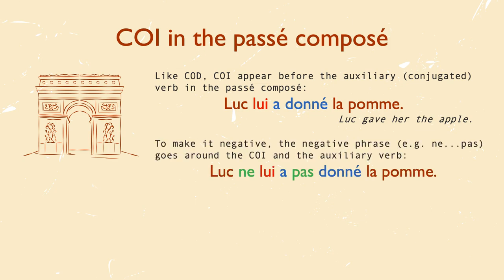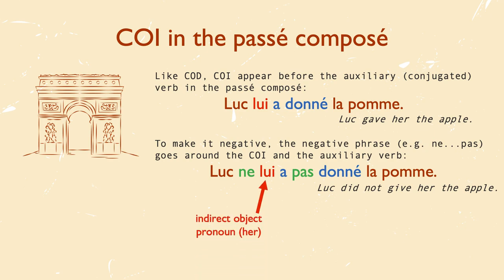To make it negative, the negative phrase, such as ne pas, goes around the COI and the auxiliary verb. Luc ne lui a pas donné la pomme. So Luc did not give her the apple. The indirect object pronoun, lui, for her, has to stay close to the auxiliary verb, a. And the ne pas goes around both of them.